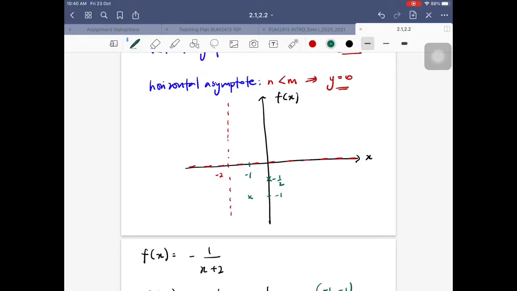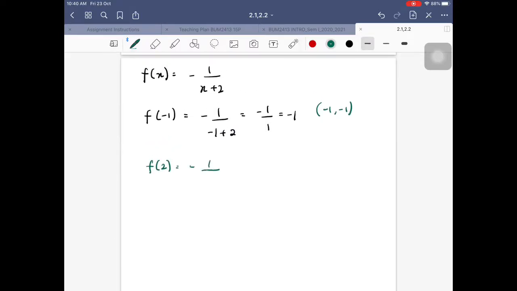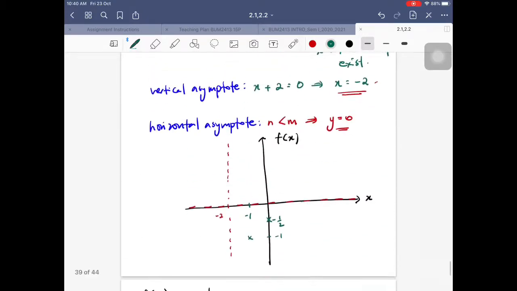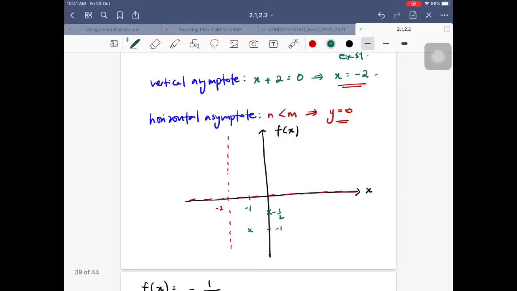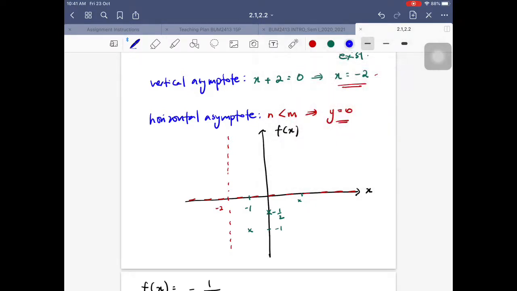If I were to find another point on this axis right here, for example, I can pick a value of f of 2. So I will get negative 1 over 2 plus 2, which is going to equal negative a quarter. So my coordinate is 2, negative a quarter, which is perhaps going to be somewhere right there. Now what we can do is connect the lines. So my graph is going to look something like this.